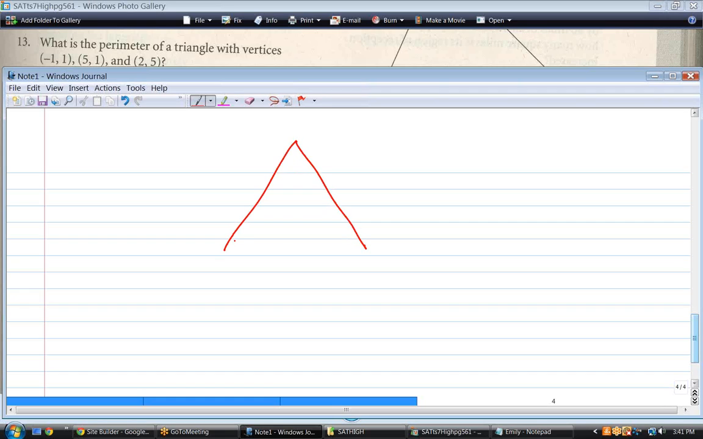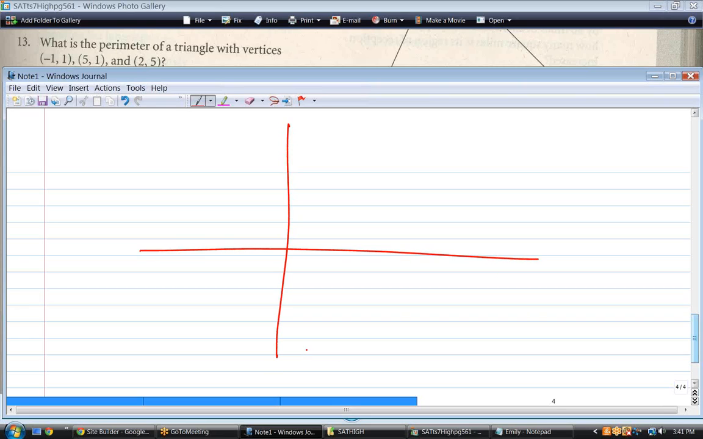Well, let's draw it. I guess I'm going to need to draw the XY axis first. Minus 1, 1. 5, comma 1. Okay, well, at least it's parallel to the x-axis. So that's 6. And 2, comma 5. So this actually is going to be quite easy because it's parallel to the x-axis.